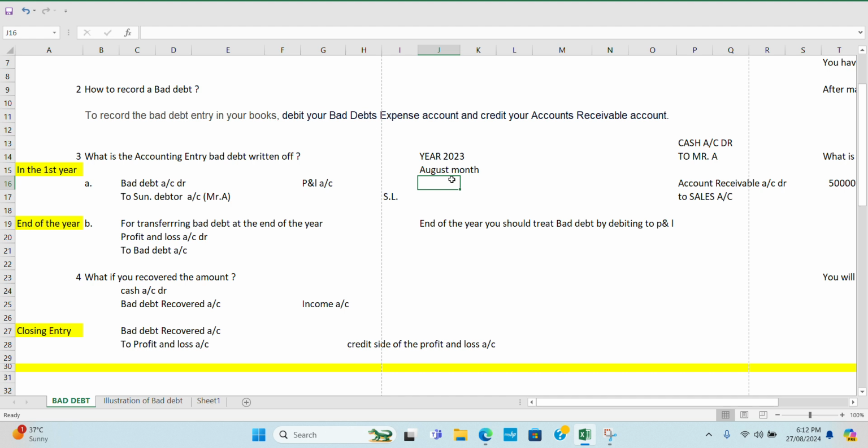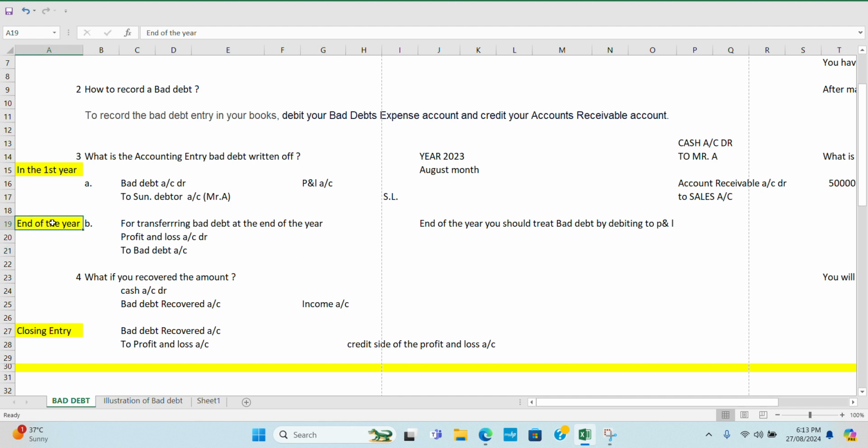So you'll make an entry, bad debt account debit to sundry debtor. This is not accounts receivable, this is a particular debtor, because you haven't received the amount from Mr. A. So bad debt account debit to sundry debtor, Mr. A, for 50,000. Now bad debt account comes under P&L and sundry debtor is a sub-ledger, which comes under accounts receivable, which goes into current assets.